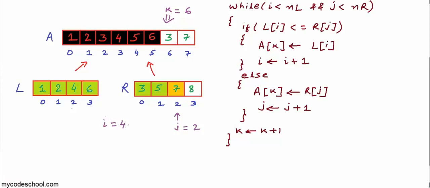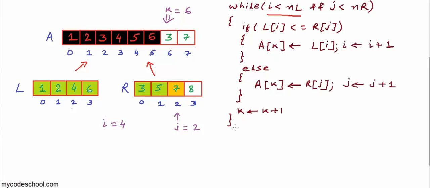i is equal to 4 now, which is not a valid index. So in the while loop, this condition, while i less than number of elements in L, will be false. And this is definitely one possibility: one of the arrays L or R will exhaust first. In that case, we need to pick all the elements from the other array and fill the rest of the positions in A. After we come out of this while loop, we can write statements like while i is less than the number of elements in L, so we can check whether there are leftovers in L.